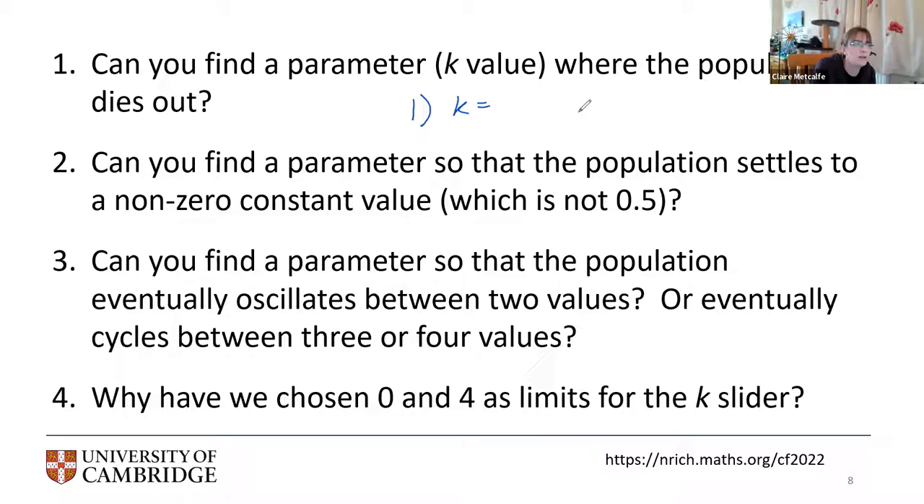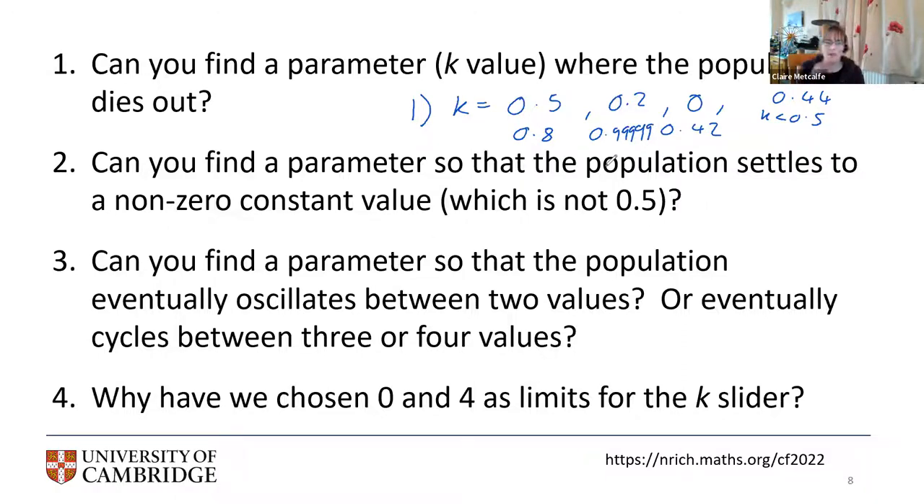We've got 0.5, 0.2, noughts, yes. 0.44. k less than 0.5, 0.42. Has anyone got a slightly bigger value of k for question one? 0.8. Oh, k 0.99999. Okay, so we've got quite a few possible values for k there.